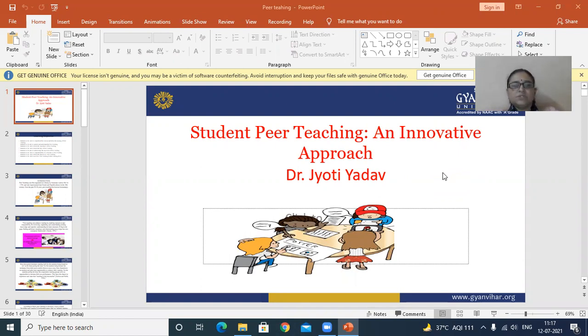Today we will discuss student peer teaching, an innovative approach. Using innovative methods of teaching is a curricular skill for teachers and education staff. Scientific research has shown that innovative teaching methods and approaches can significantly enhance the student learning process.